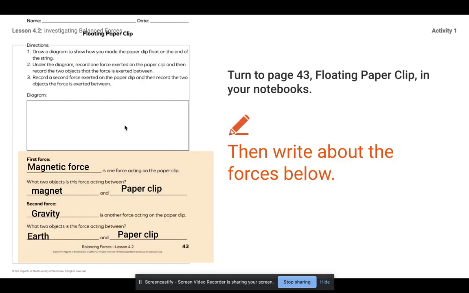I'm going to let you go ahead and record all this in your investigation notebook. Turn to the next slide when you have recorded this.